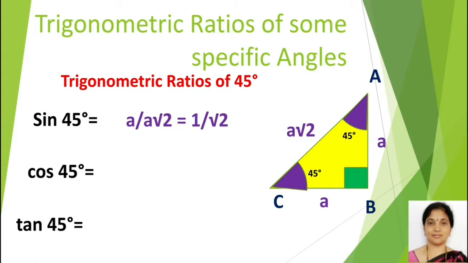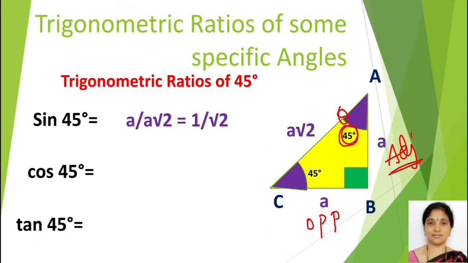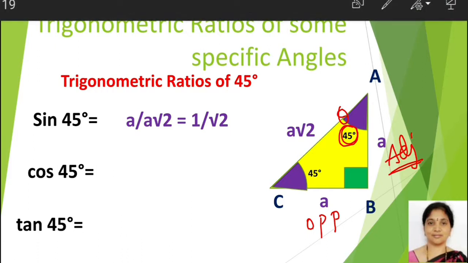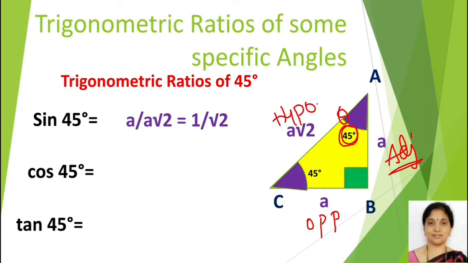Similarly, cos 45 degrees. Here, if you observe, we are considering the angle here, then this becomes opposite and this becomes adjacent. So for cos 45 degrees we get adjacent by hypotenuse, and this becomes the hypotenuse value. So adjacent by hypotenuse, similarly you get a by a root 2, which is equal to 1 by root 2.